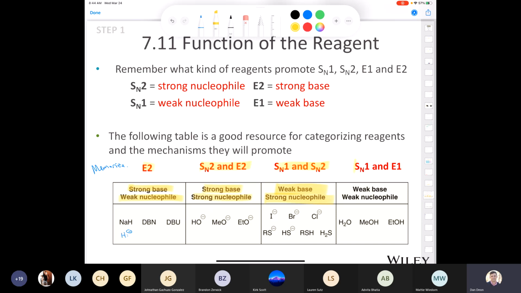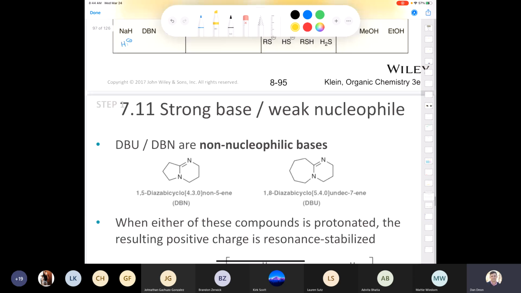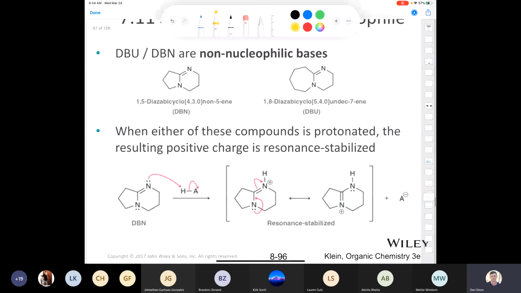And then finally, to favor an SN1 or an E1, we spent a lot of time talking about those this morning. Those are going to be weak bases and weak nucleophiles, things like water and alcohols, methanol, ethanol, isopropanol, whatever. To go over that DBU, DBN thing, I'm never going to ask you to draw the structure of DBU or DBN. So DBU is diazabicycloundecene, and then DBN has this big name here, and you can notice that I even left some things out in their names. When I was a graduate student, I used DBU for a whole pile of reactions.